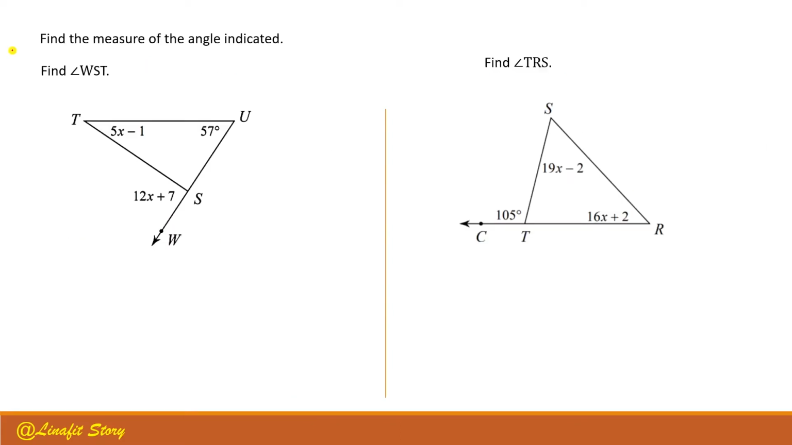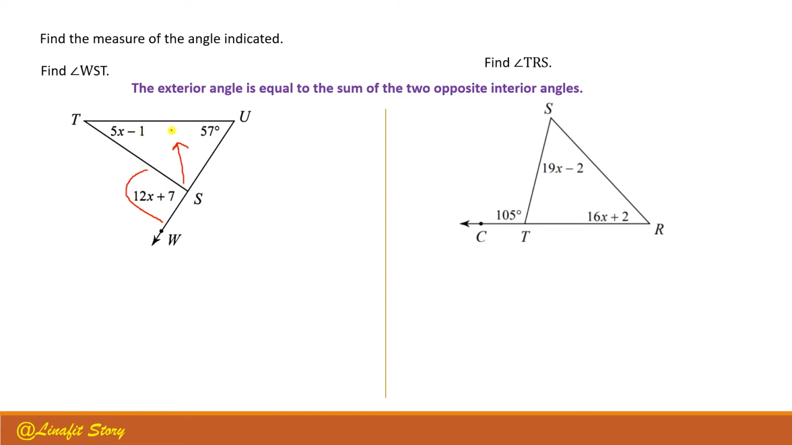Find the measure of the angle indicated. First find angle WST, and then second find angle TRS. Remember that the exterior angle is equal to the sum of the two opposite interior angles. So this is the exterior angle and this is the two opposite interior angles. So 5x minus 1 plus 57 is equal to 12x plus 7.